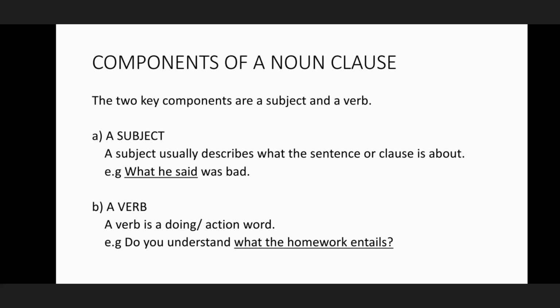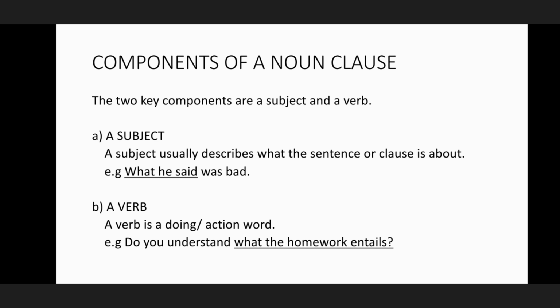Now we head to components of a noun clause. What are the things you will see in a group of words called a noun clause? In that group of words, there must be a subject and also a verb. Let's do the analysis and see what it is. A subject is known to be the performer of an action in a sentence, and this describes what the sentence or the clause talks about.